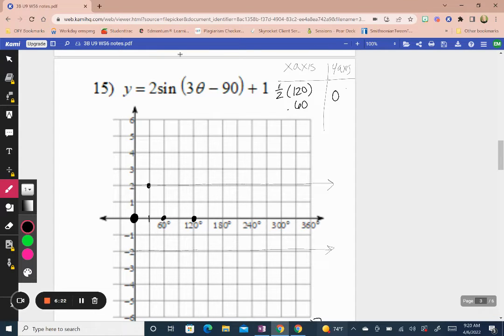And then we're going to take 3/4 of 120, which gives me 90 degrees. And at 90 degrees, which is 3/4 of the sine, we're going to be at our negative amplitude, which is going to be, for this problem, -2. Okay, so it should look something, that's a really big dot. Should look something roughly like this, okay?